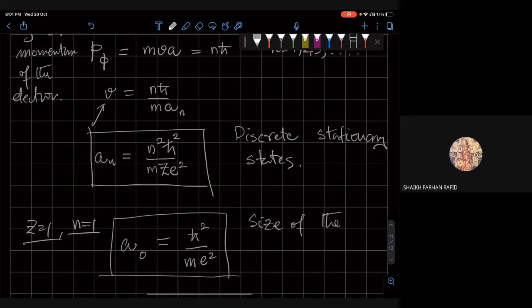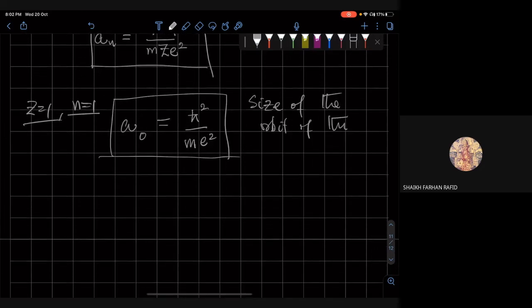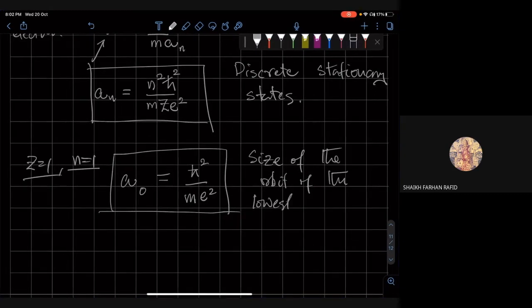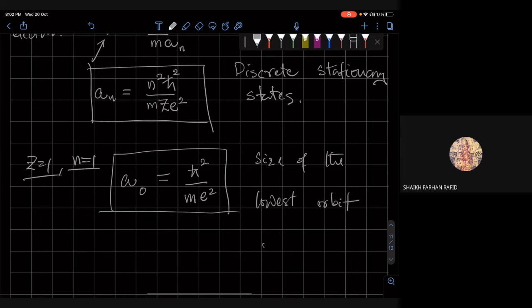Size of the orbit of the hydrogen atom of the lowest orbit. I should say size of the orbit of the lowest orbit of the hydrogen atom. Okay.